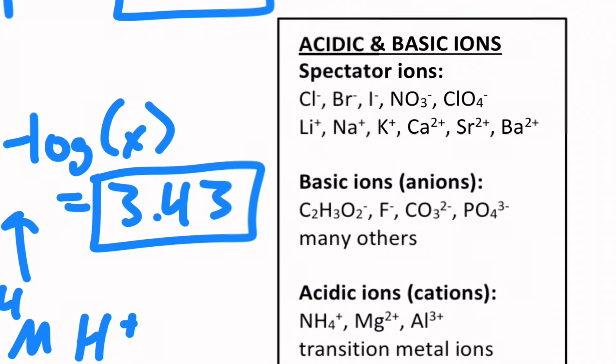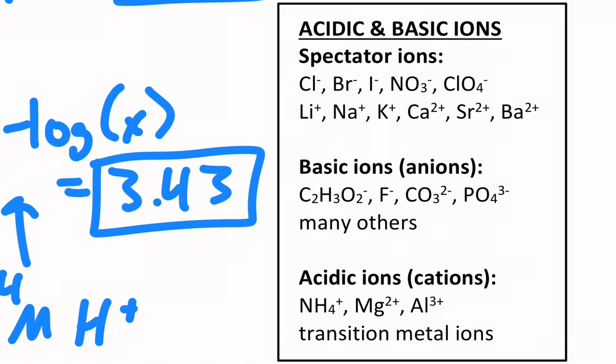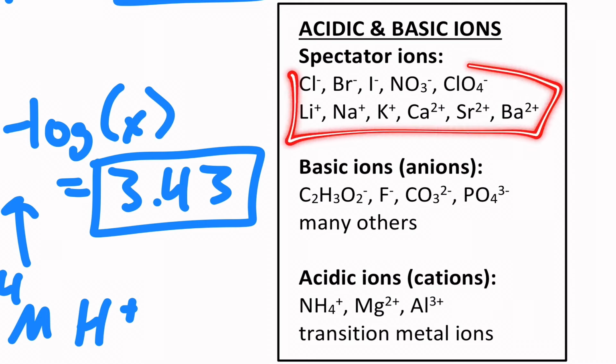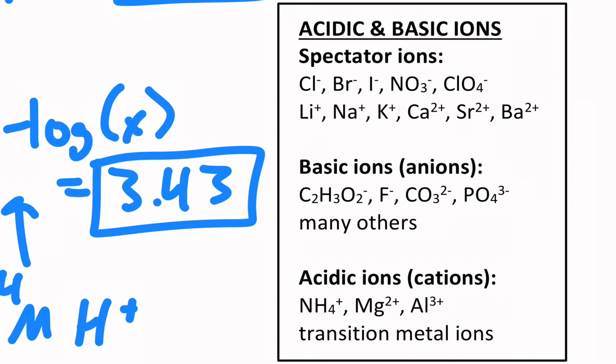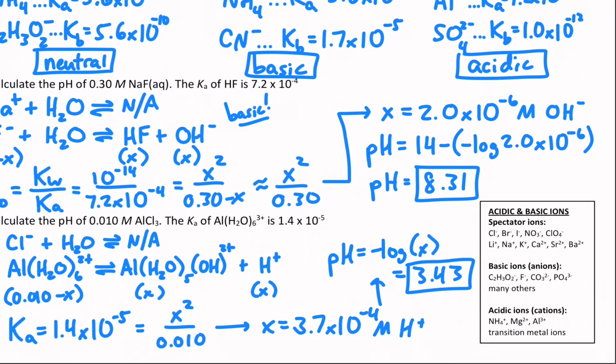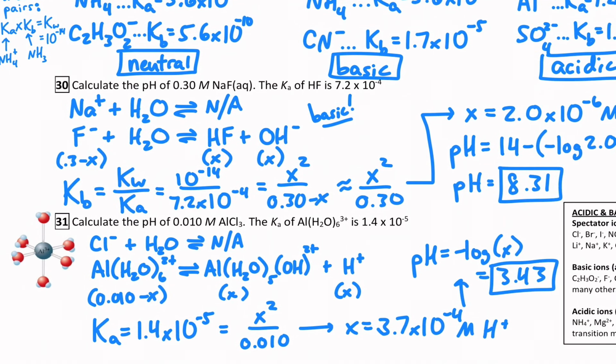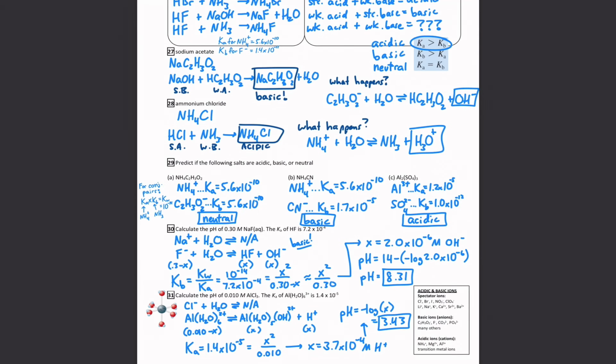In the lower right, I just have some reminders of common spectator ions that you'll see, which means these aren't going to do anything with water when you find them in salts. If it's got an anion, it has the potential to be basic, as we could see with these. And if it's a cation, it has the potential to be acidic. So that's a good thing to just know when you're looking at K values, which one you actually use. And that's how you solve for the concentrations of things when you're in a salt solution.